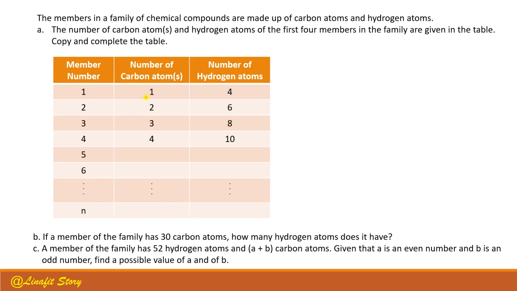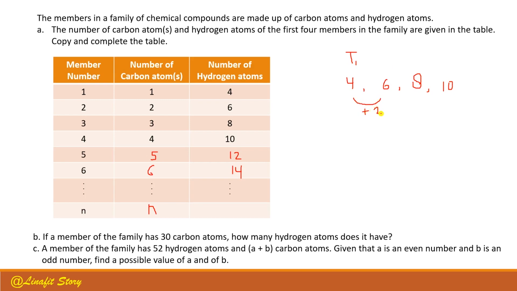Number of carbon atoms. 1, 2, 3, 4, 5, 6. So the general term of the sequence is n. And then here, number of hydrogen atoms. 4, 6, 8, 10, 12, 14. For that, we will find the general terms. 4, 6, 8, 10. The first term is 4, the second term is 6, the third term is 8, the fourth term is 10.